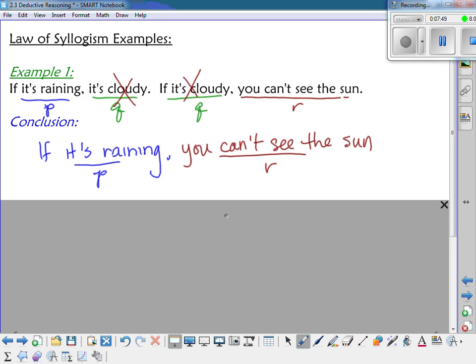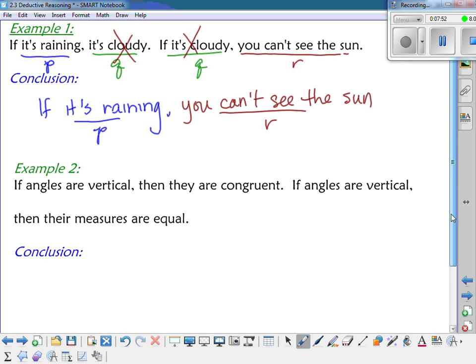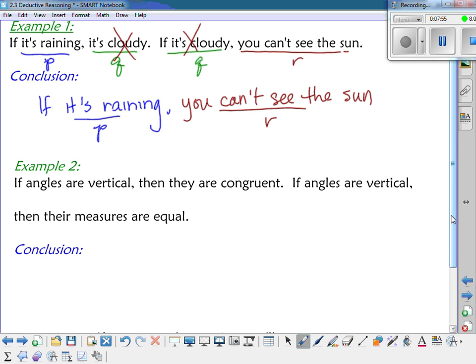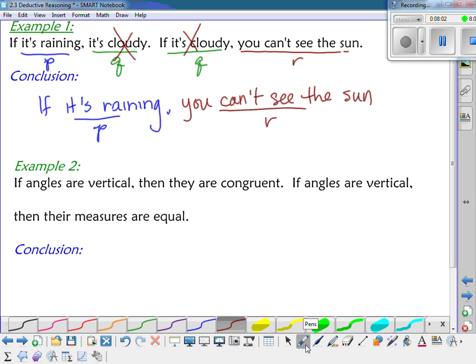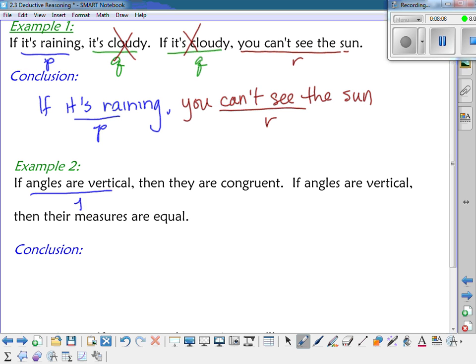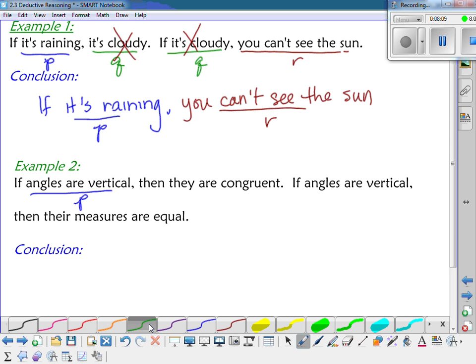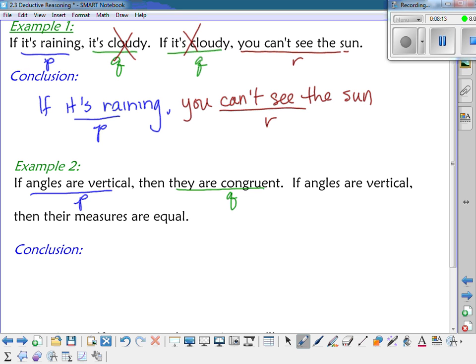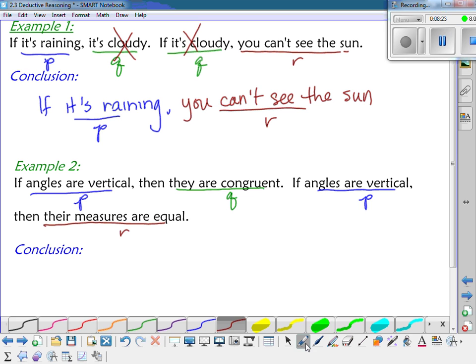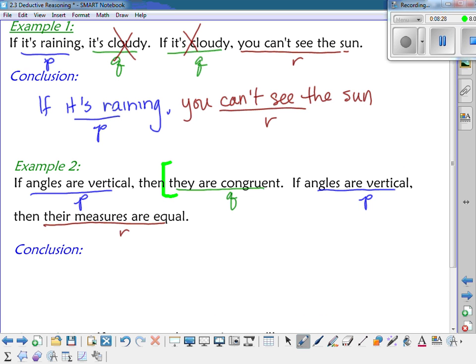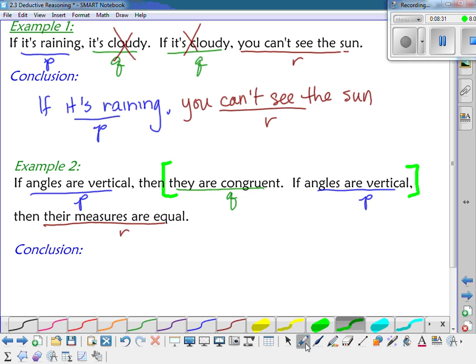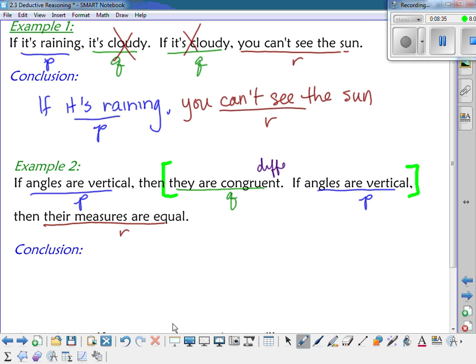Now let's take a look at another example. If 2 angles are vertical, then they are congruent. If angles are vertical, then their measures are equal. So if angles are vertical will be P. They are congruent would be Q. If angles are vertical, that's going back to P, and their measures are equal. That's something new altogether. So if you look at what's in the middle here, there is no middleman. Those are different from each other. And so because they're different, I can't take them out. There is no valid conclusion.